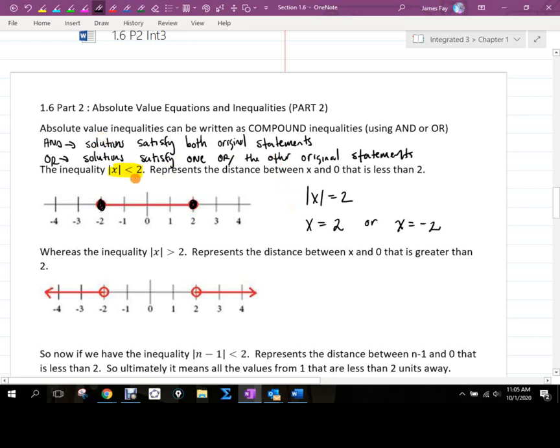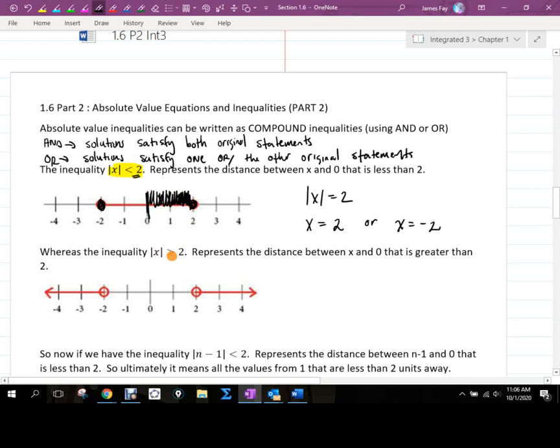But now it says that the absolute value is less than 2. So now the distance from 0 is less than 2 units. Well, if I'm starting at 0, right here, would you agree that if I'm standing right there, I would be less than 2 units away from 0? Does that make sense? So as long as I'm standing anywhere in that region right there, I'd be less than 2 units away from 0.